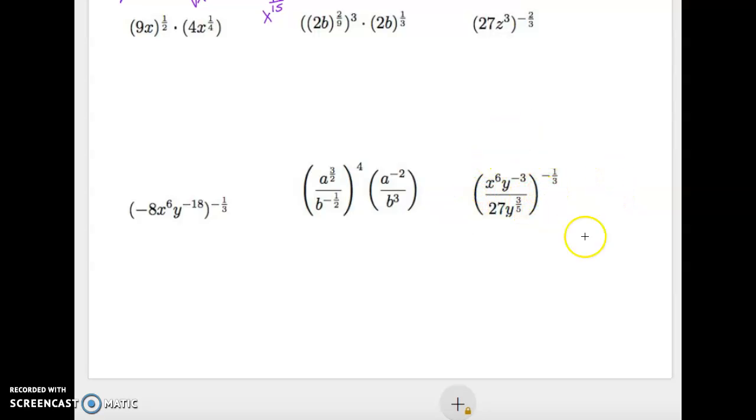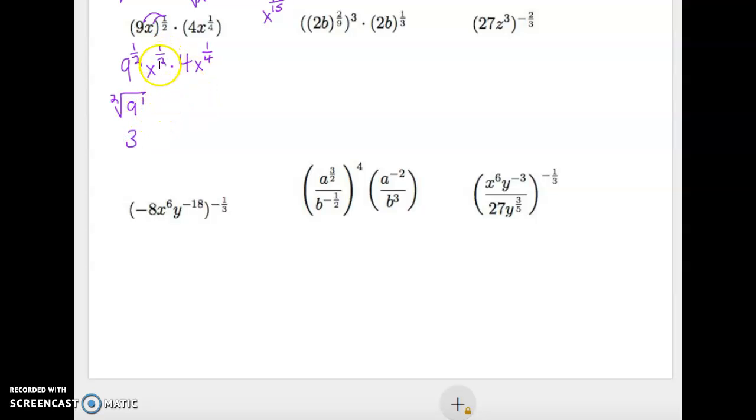All right, let's do these last ones here. So in this problem, I can go ahead and distribute my 1/2 because I have no addition or subtraction happening there. So I have 9 to the 1/2 power, x to the 1/2 power, times 4 times x to the 1/4 power. All right, 9 to the 1/2 power, if I rewrote it using my radicals, that'd be 9 for square root. So really I get square root of 9, which is 3.